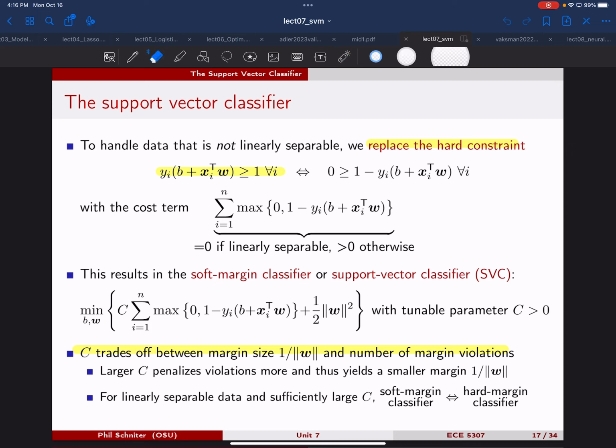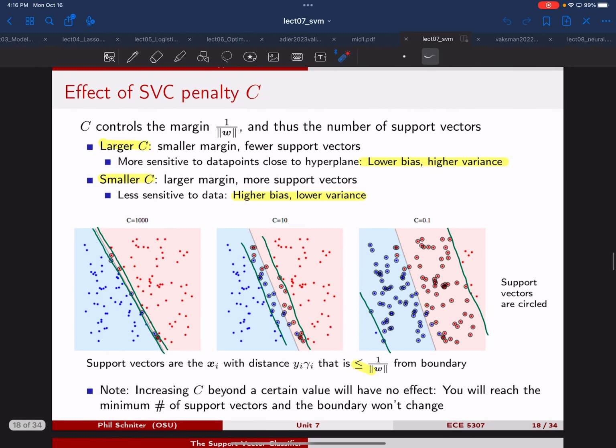On the other hand, if C is small, then it says, I don't care if this is violated a lot, that's fine. Instead, it's going to focus on making this small, which makes the street wide. So we've seen some pictures of this. In the first case, when C is very large, you get a very small street, and if the data is linearly separable, there would be no points in the street. If the data is not linearly separable, there could be a few violations. Points in the street are on the wrong side of the street, but it's doing the best job that it can.